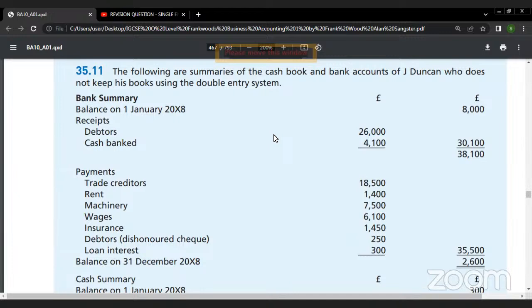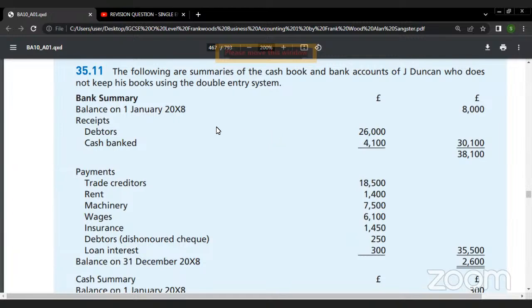incomplete records. Now we have this revision question and the summaries of the cash book and the bank accounts of Jed Duncan, who does not keep his books using the double entry system. Of course, we have a bank summary as well as a cash summary. Remember, a cash book, if it's a two-column cash book, has a column for cash as well as columns for bank. So we have our cash columns as well as the bank columns, both debit and credit. Here they have given us a summary of the cash book, meaning that we have a summary of our cash book as well as a summary of bank accounts.